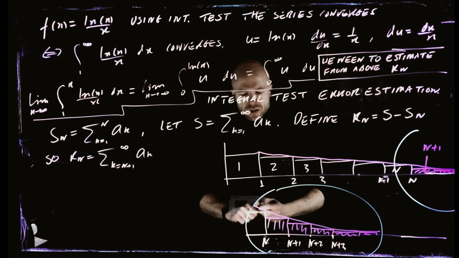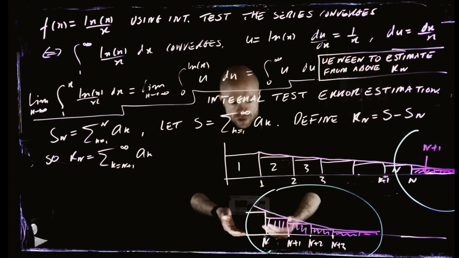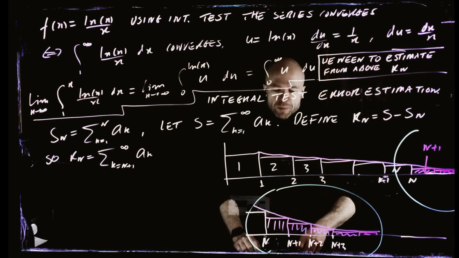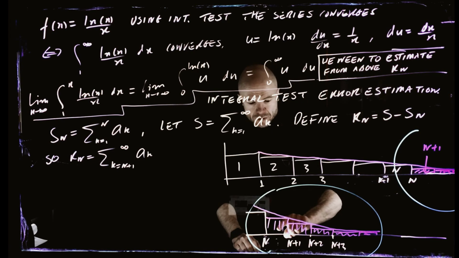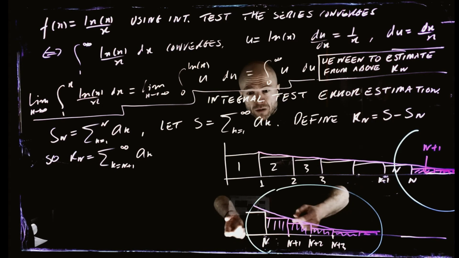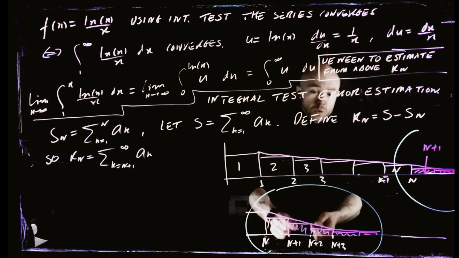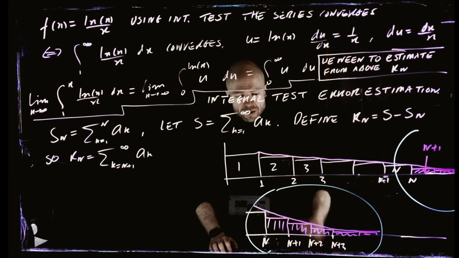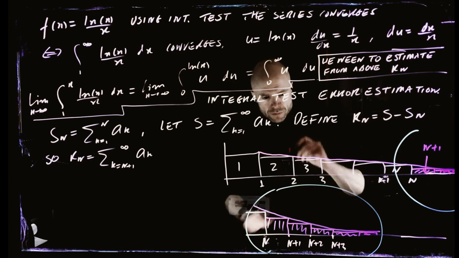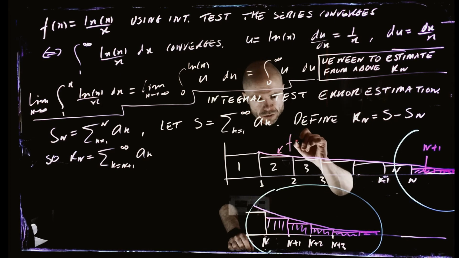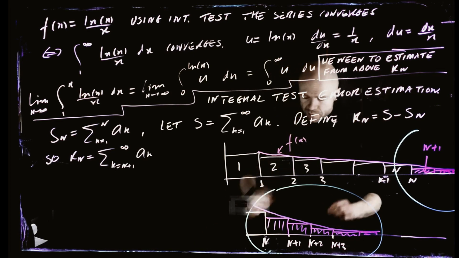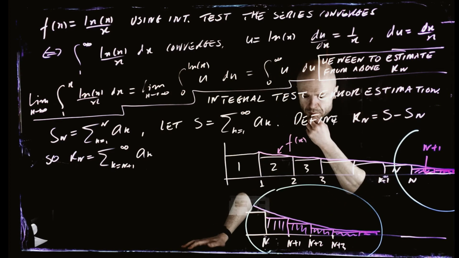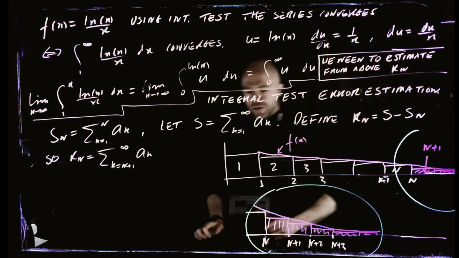So, can you think of some calculation we can do that would estimate from above the area of all of these remaining blocks? This one, this one, this one, this one, all the blocks, n plus 1 to infinity. What calculation could we do? What integral? Integral from what to what? The integral of the recovering function from n to infinity.